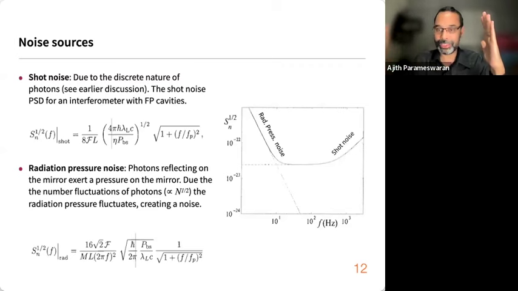So if you increase the laser power, it actually improves the shot noise, but it increases the radiation pressure noise. It improves the high frequency sensitivity, but it makes the low frequency sensitivity worse. There is a balance between them, and there is a fundamental limit called the standard quantum limit, which is where the knee of these two different noises changes as a function of the laser power.